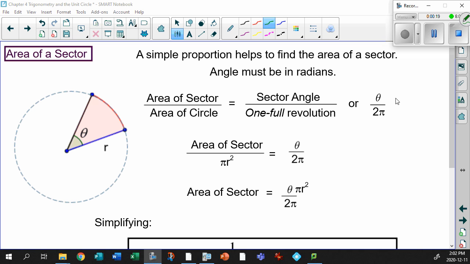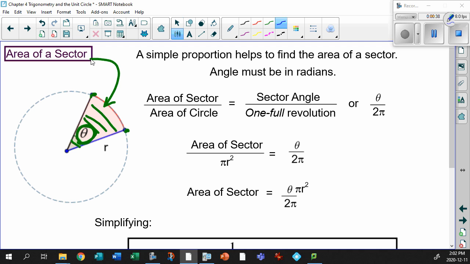What if I want to find the area of a sector? What do I mean by sector? A portion of the circle. Well, guess what it's bounded by? It's bounded by, of course, these two points based on the angle. And I wonder what the angle is going to be in. Yep, radians.